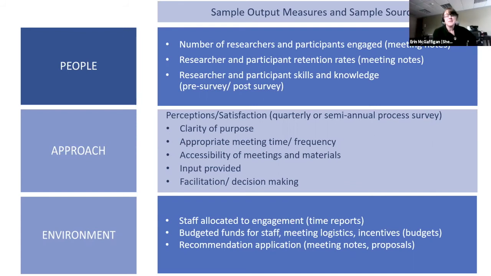But for instance, the people, right? You might want to keep some counts. How many researchers are engaged? How many older adults are engaged? You can do that through simple meeting notes. We heard Jane talk about moving into just a simple basic meeting note. Student interns are great for that, by the way.